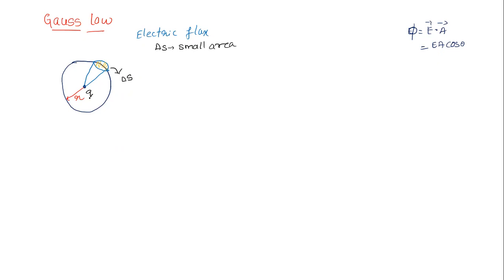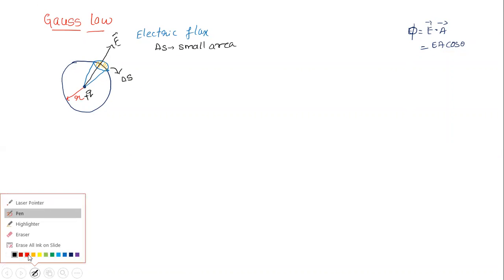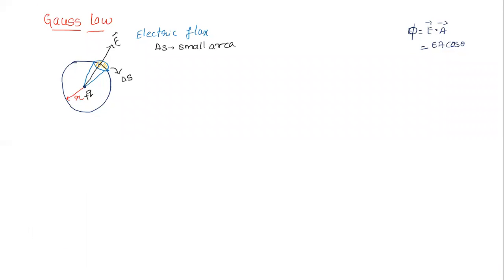Since it is a positive charge, what is the direction of the electric field? The electric field will be directed away from the positive charge, correct? And what is the direction of the area vector? The direction of the area vector is always perpendicular to the given surface, right? So the area vector will be in this direction. Now what is the angle between these two? Theta is equal to 0 degrees.